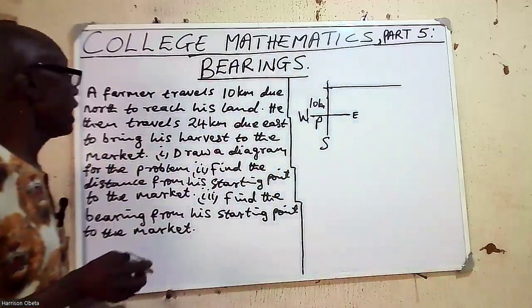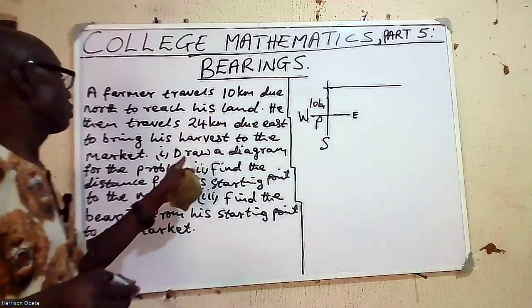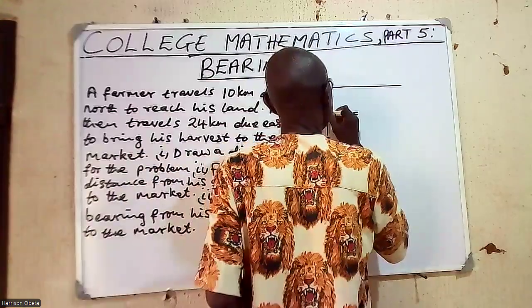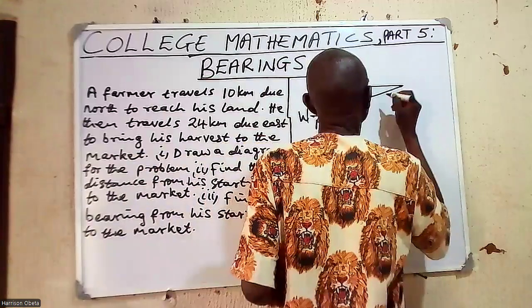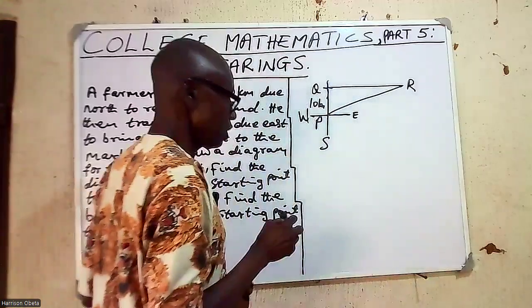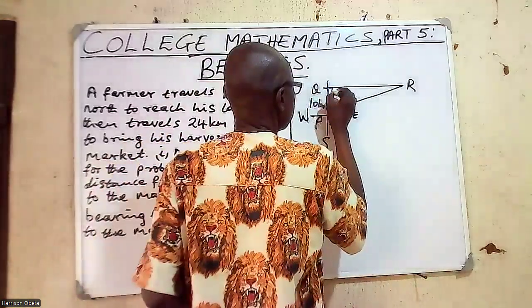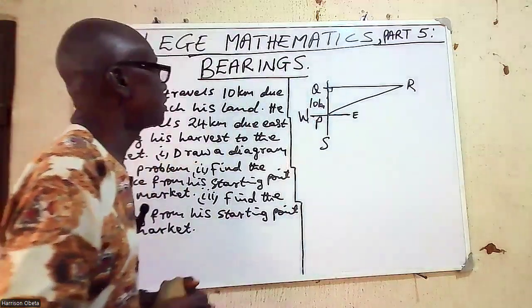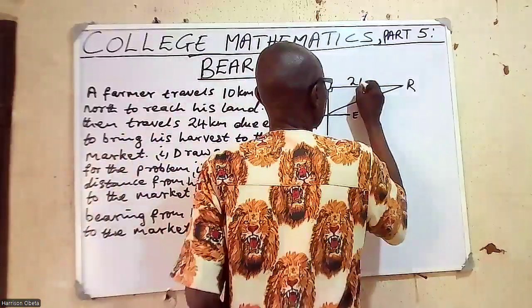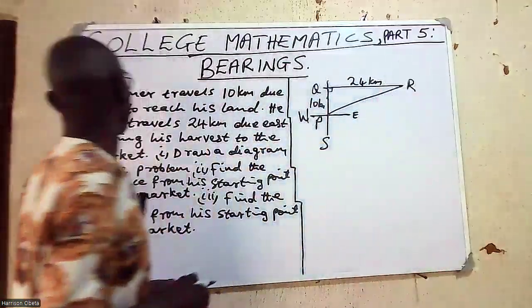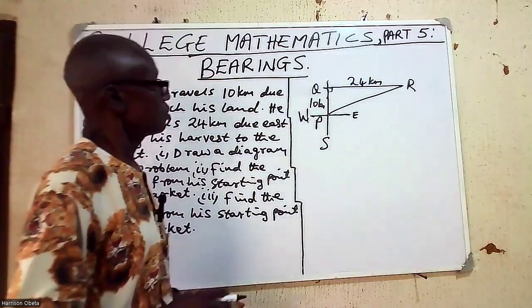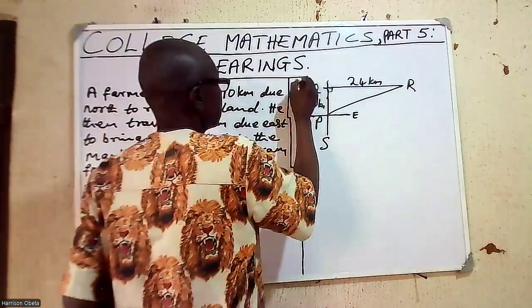Then we have to draw the diagram. So let's take this to be the diagram. Let us call it PQR. Remember, this is a right angle, 90 degrees. So this is 10 and this is 24. Due east is 24 kilometers. So we have done the first thing.